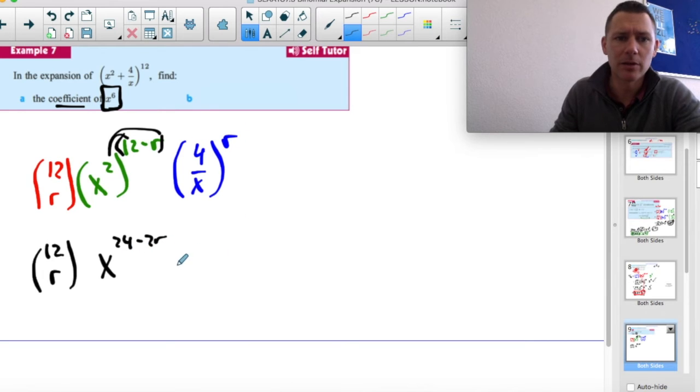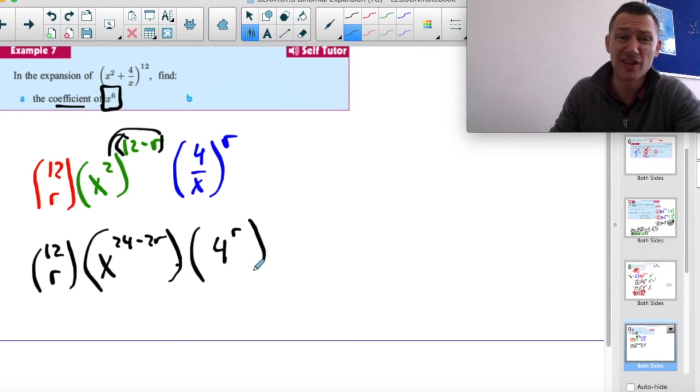I'm going to break this up a little bit, so this says 4 to the r. Again, that's just going to be a number. I've got to have a bunch of 4's multiplied together. I don't know how many at this point.